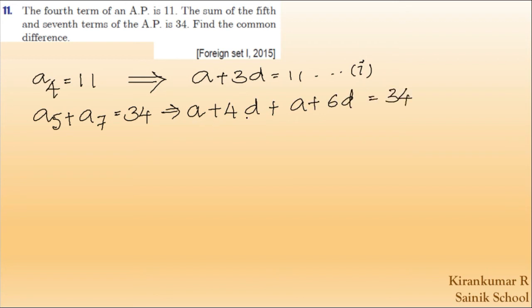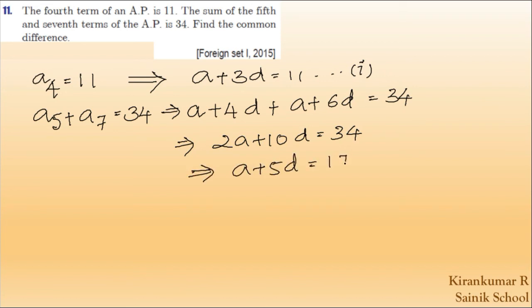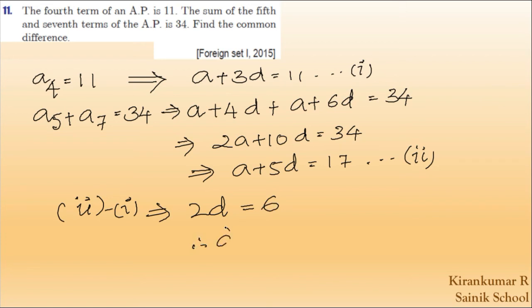Upon addition of these two, we get 2a plus 10d equals 34. Therefore, a plus 5d equals 17. This is our second equation. So equation 2 minus equation 1 will give us 5d minus 3d, which is 2d, equals 17 minus 11, which is 6. Therefore the common difference is positive 3.